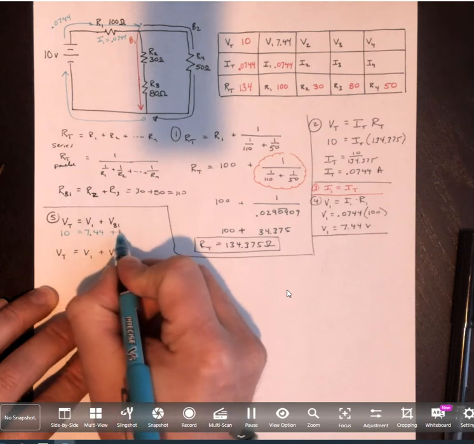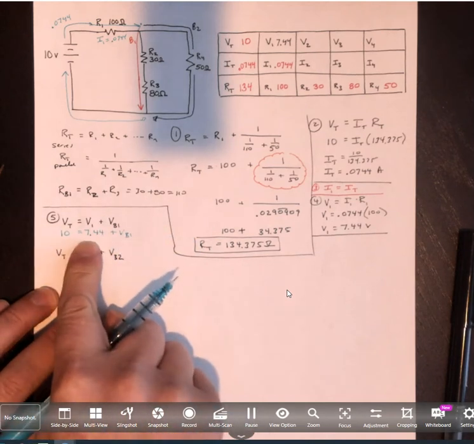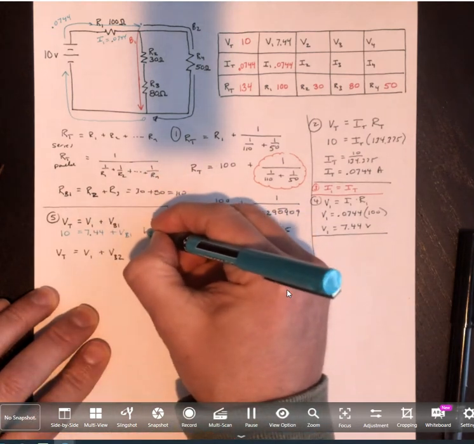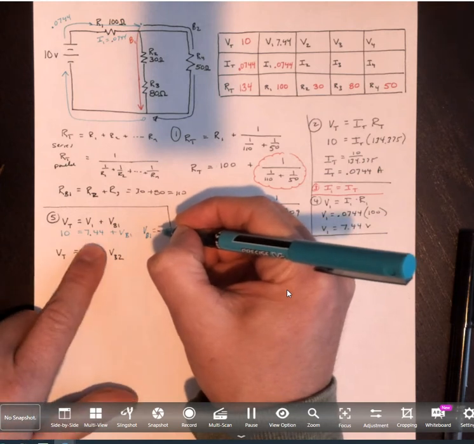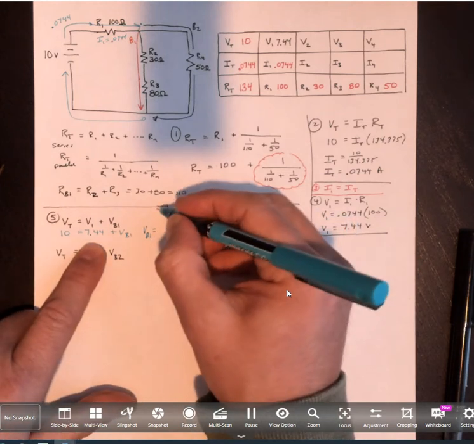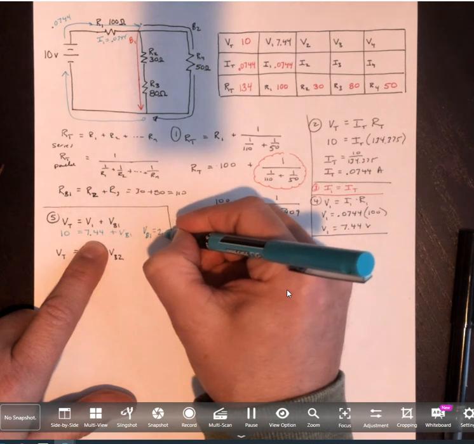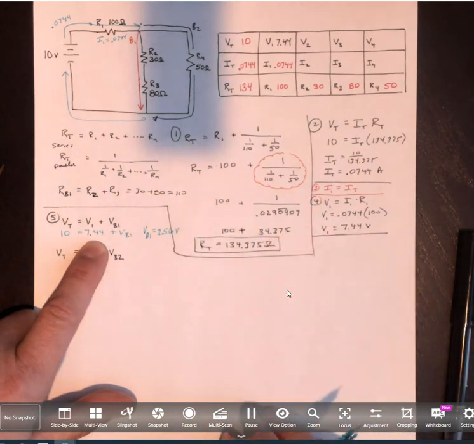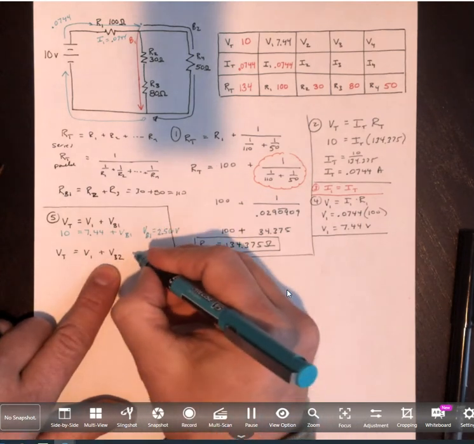7.44. So if we subtract 7.44 from both sides, we know that the voltage drop along the branches is going to be 2.56 volts, and that'll be the same here.